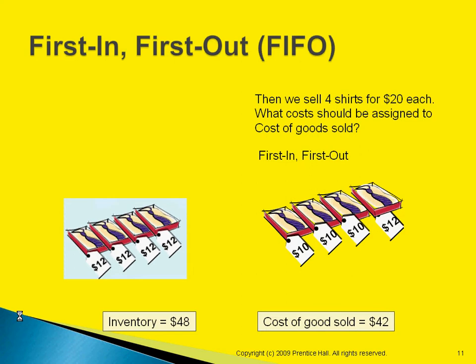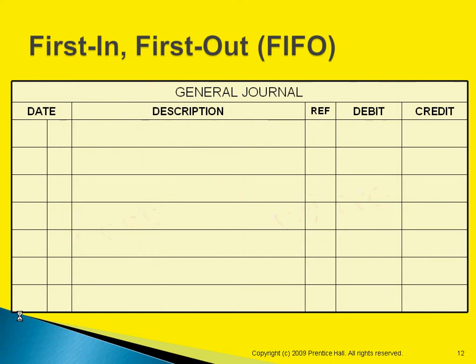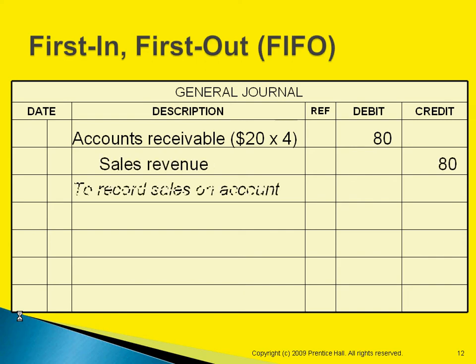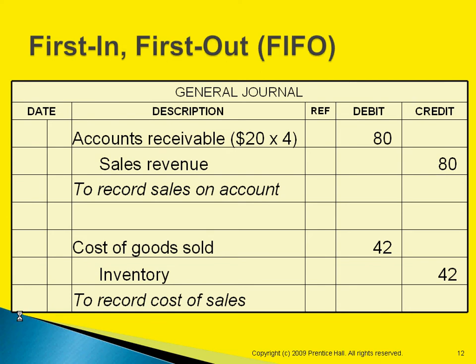So moving on to the next slide, we're going to journalize this. Remember, when we have a sale of inventory, we always make 2 journal entries, one for the sale and one for the cost of the inventory. We talked about this a lot back in chapter 5. So don't forget, sale means 2 journal entries. We're going to debit the accounts receivable for $80. That's 4 shirts at $20. Credit the sales revenue for $80. Next, we're going to record the cost of goods sold. We'll debit the cost of goods sold for $42, and we'll credit the inventory for $42. And that's to record the cost of sales.